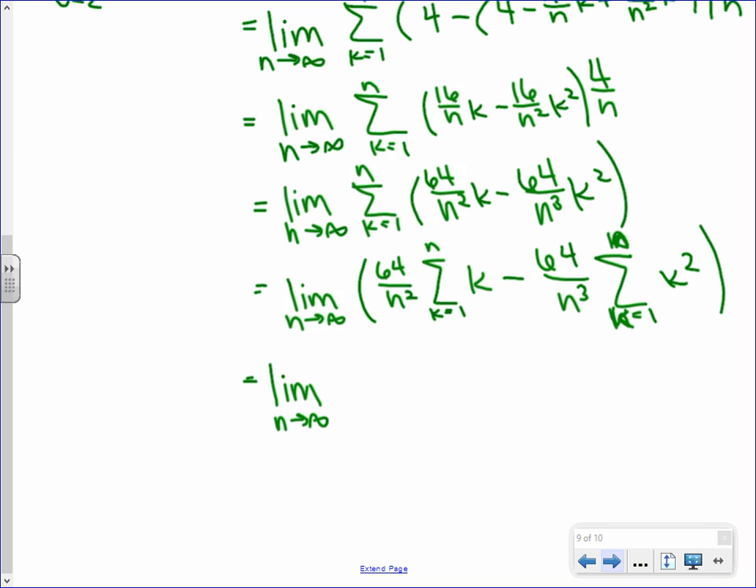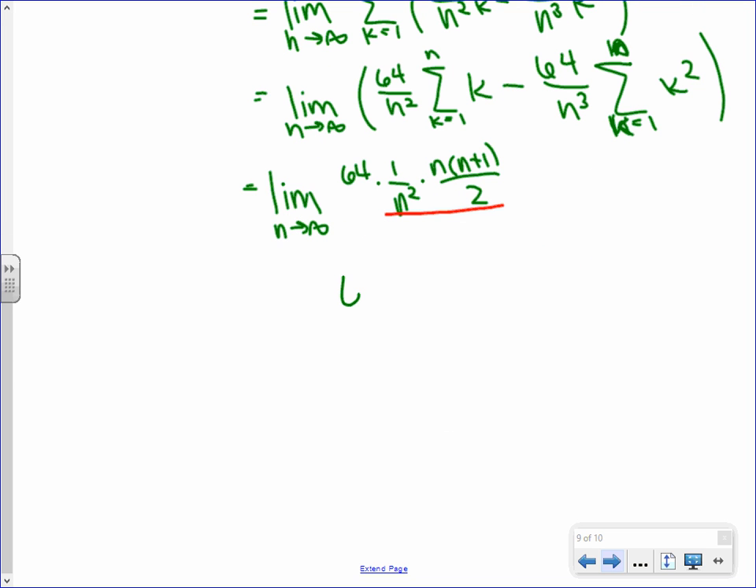Okay, so I'm going to do these separately, so we can just split this up into 2 different limits that we're going to subtract. So right here, I'm going to write this as 64 times 1 over n squared times the sum of k, which is n times n plus 1 over 2. Okay, so let's just figure out what that is. We know that this right here is what? 1/2. So we have 64 times 1/2.